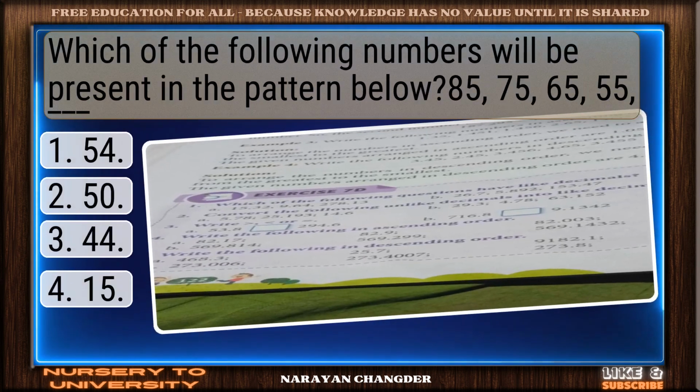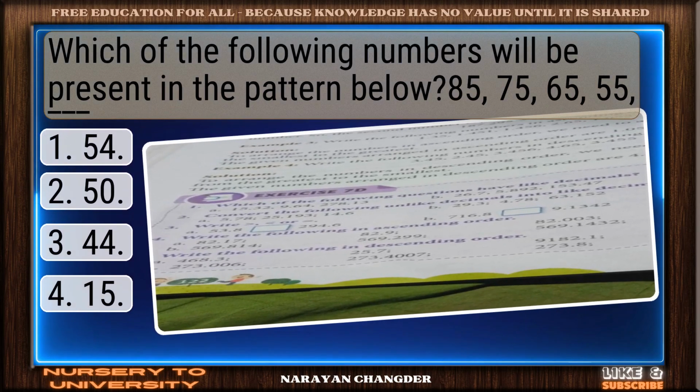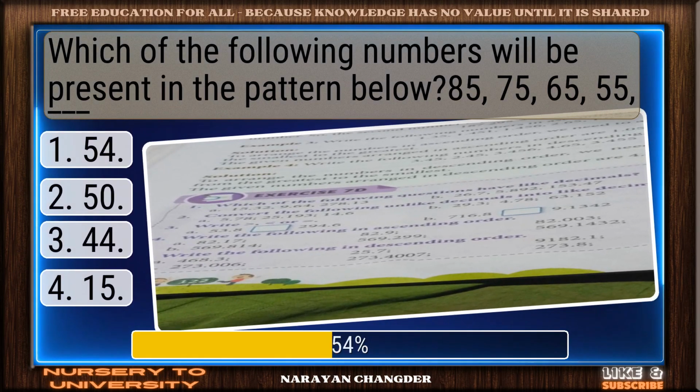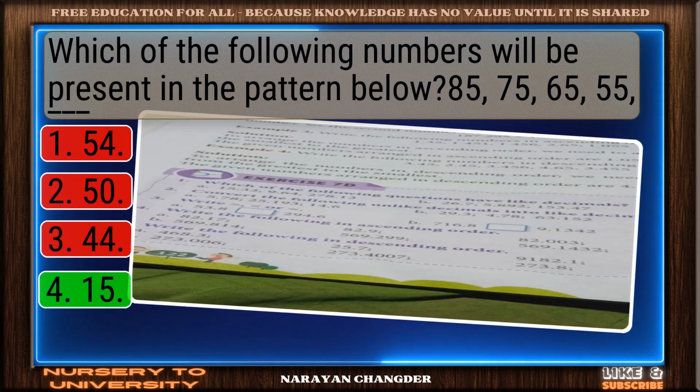Which of the following numbers will be present in the pattern below? 85, 75, 65, 55, dash. Well done. 15 is the right choice.